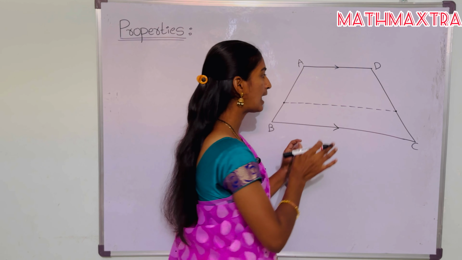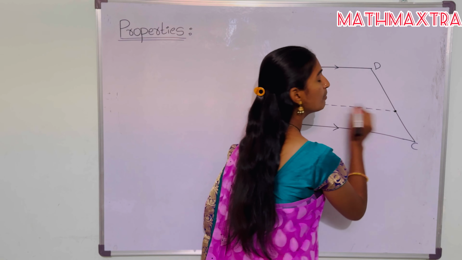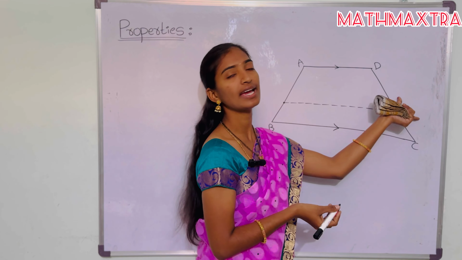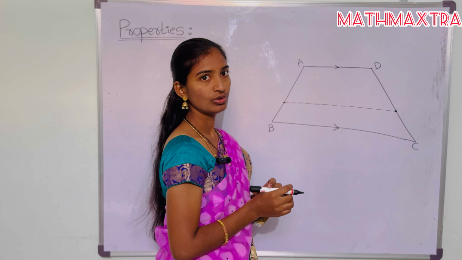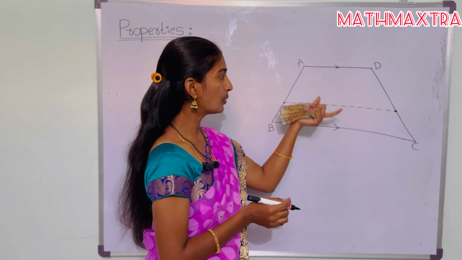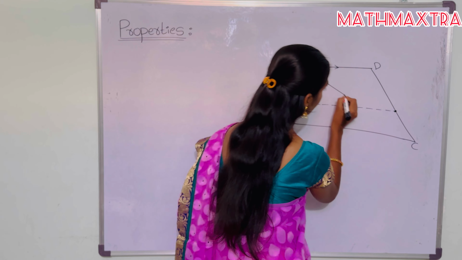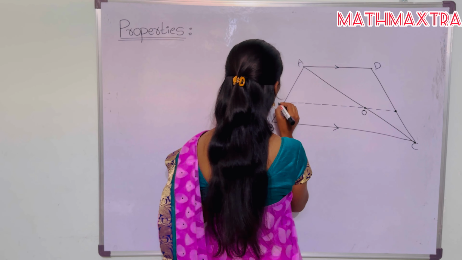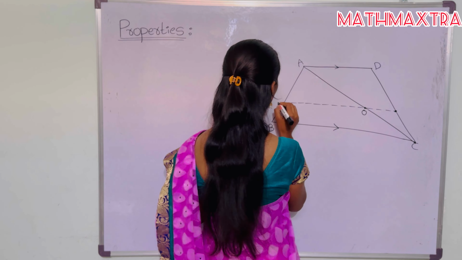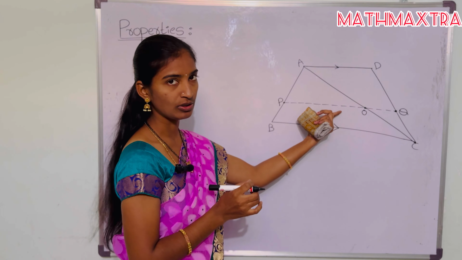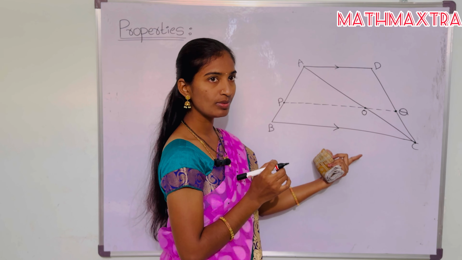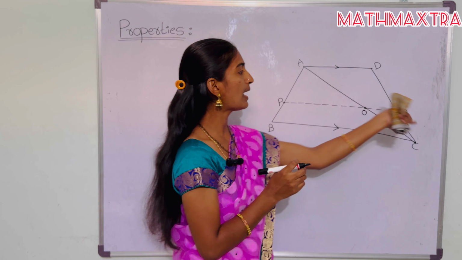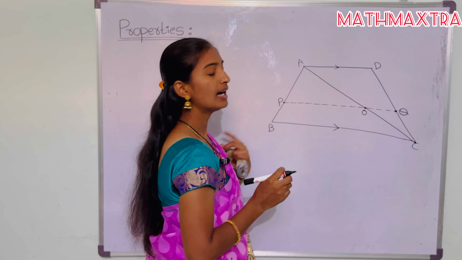So how does this parallel line divide the non-parallel sides? This parallel line divides the non-parallel sides in an equal ratio, and that we have to prove. To prove that, I am considering a diagonal AC. This point I call O, and this is the line segment PQ, which is parallel to BC and AD. This parallel line divides the non-parallel sides AB and CD proportionally.